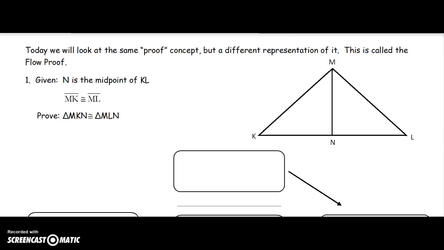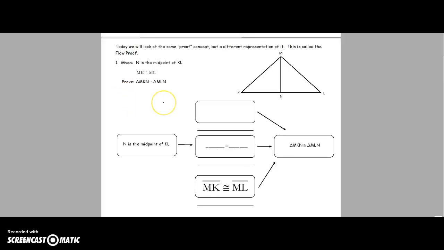So given that you have two given items, we need to somehow organize this. So N is the midpoint of KL. That's what we're going to put in our first box. Every time you have a box, you still have to have the reason, but it's not going to go to the other side. It's just going to go right below it. And the reason is given.